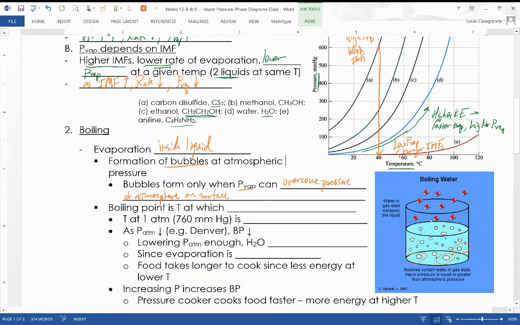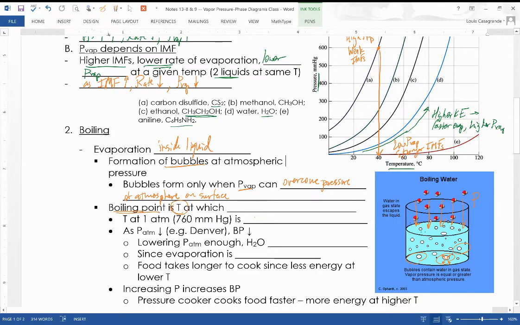So we have to be able to overcome this pressure of the atmosphere pushing down on the surface. The bubbles need to be able to push out against that pressure and survive. When they do, the bubbles rise to the surface because they have a lower density, and you get that nice rolling boil. And so the definition of the boiling point is the temperature.